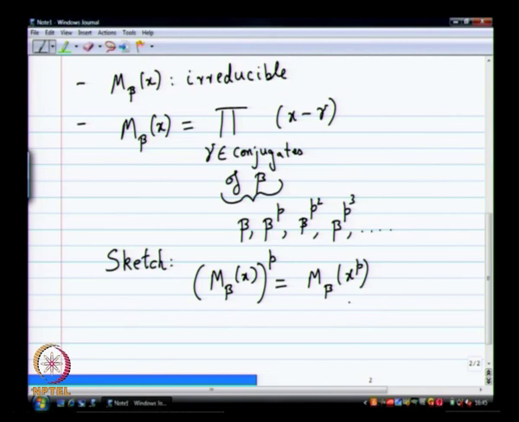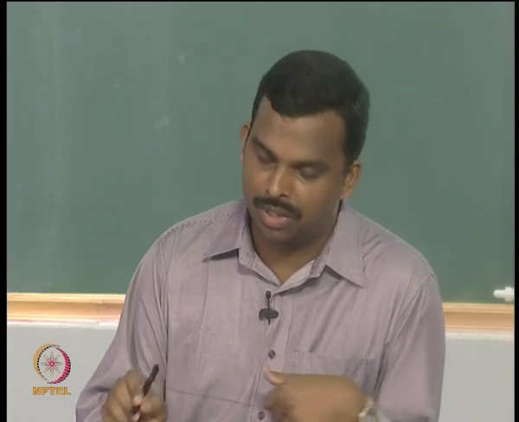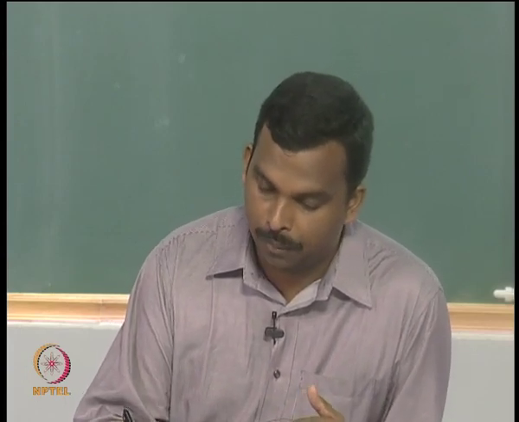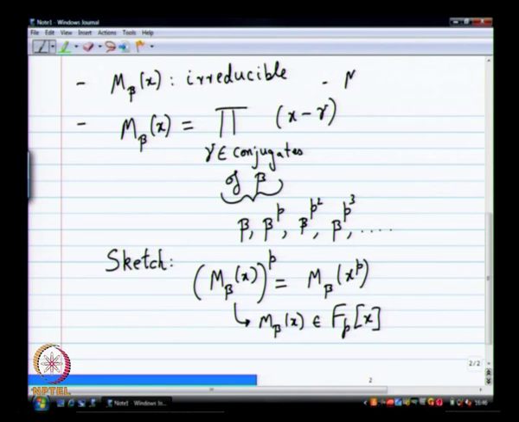So once you show this, you can argue from this that m beta of x belongs to Fp[x]. So the coefficients of m beta of x will be in Fp. So that's the main idea. Once you get that, m beta of x has to be the minimal polynomial. Why is that? Because one of the other properties of m beta of x, which I wrote down before, was what? m beta of gamma is 0 for gamma being a conjugate of beta.